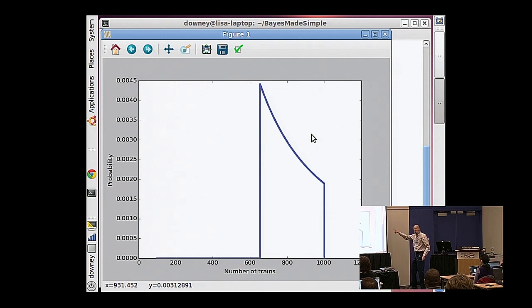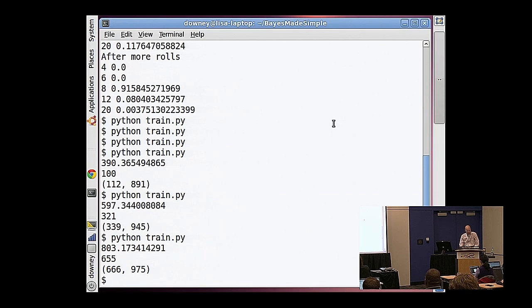So I saw, what was it, 655? Is that what you said? So everything below 654 has been ruled out, and this curve now drops off like 1 over n squared, because I multiplied by 1 over n and then again. So I've taken 1 over n squared again, truncated it, and renormalized it. And that's what that looks like. So it's getting narrower and narrower, which means that I'm more and more certain about how many trains they have. And you can see that the confidence interval is getting smaller and smaller, and that's good.